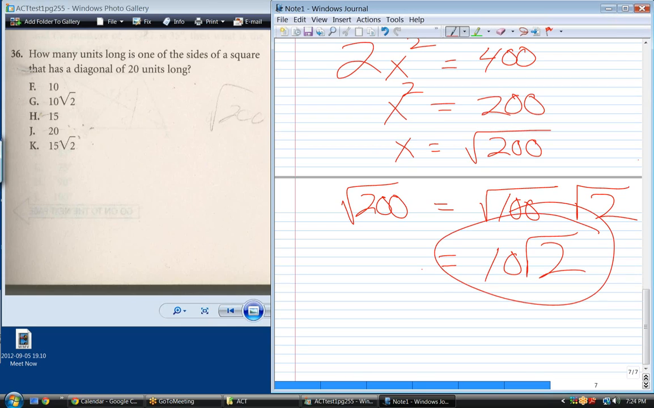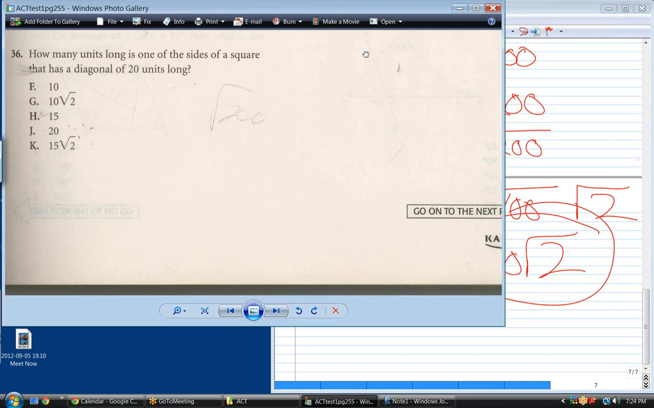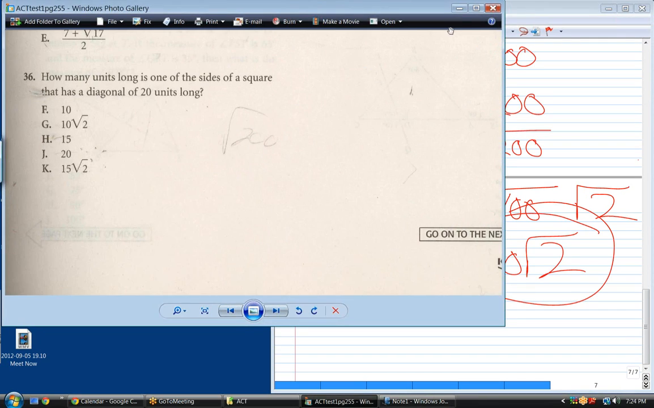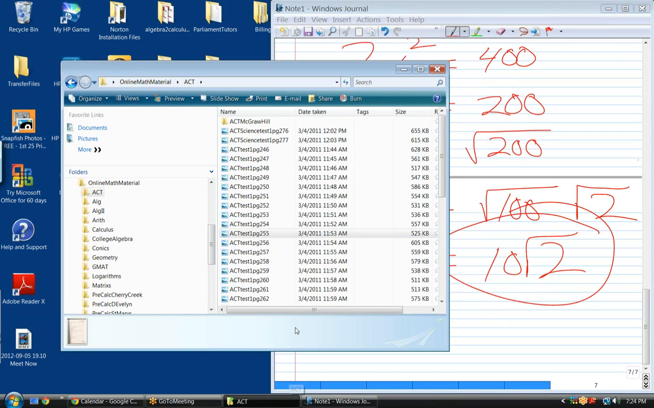Notice that by doing it without a calculator, I actually get the answer that's shown. They really kind of want you to do this without a calculator, and that's why their answers are exact answers. 10 square root of 2 is an exact answer as opposed to 14.14, which is actually an approximate answer that's been rounded off. All right, let's go to the next page, 256.